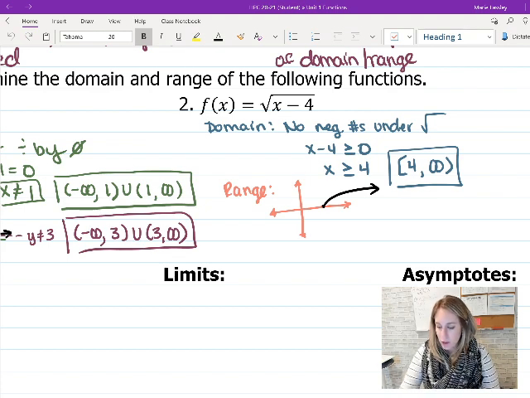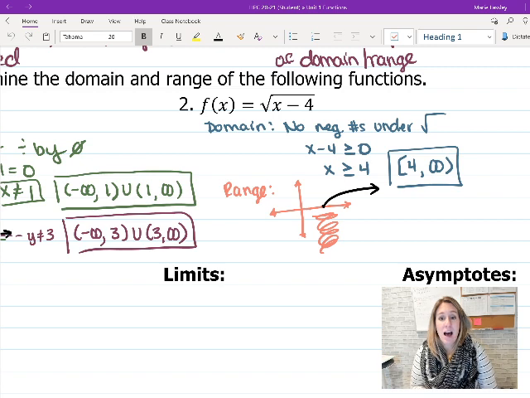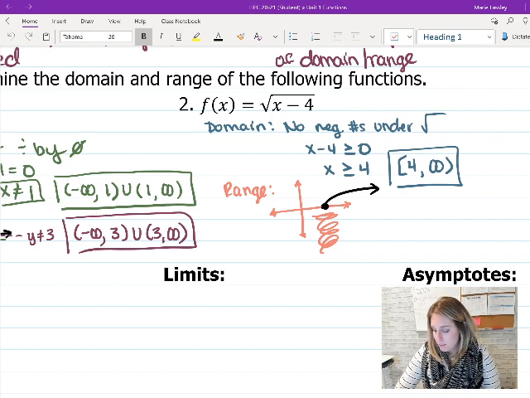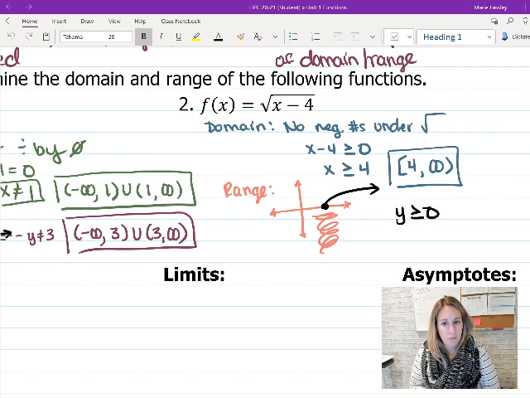Remember, for range, we're looking at y values. So down here, below the x-axis, I don't have any y values. It's not going to go below there. I'm never going to get a negative value out of this equation. It's not possible. So I know that I don't have any negative values. My first y value starts right here where it touches the x-axis, which is a y value of 0. So I know that I'm going to start at 0. So y is going to be greater than or equal to 0.